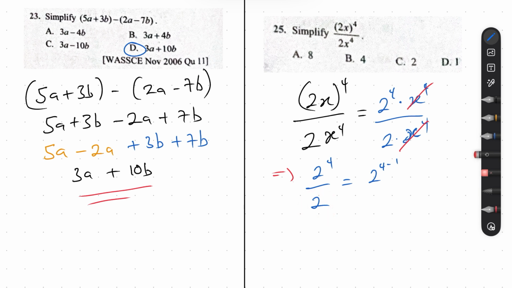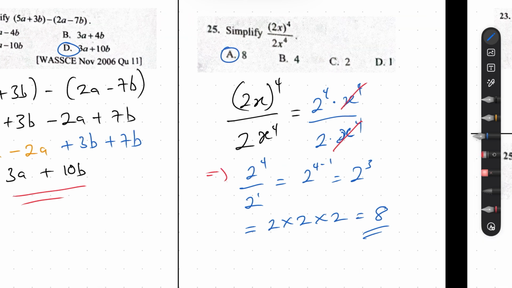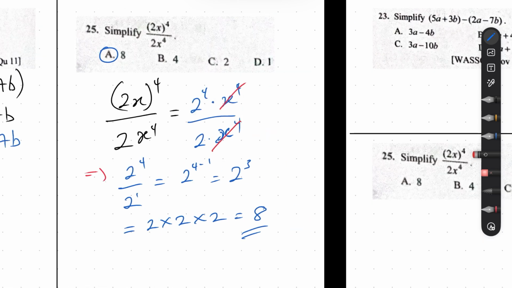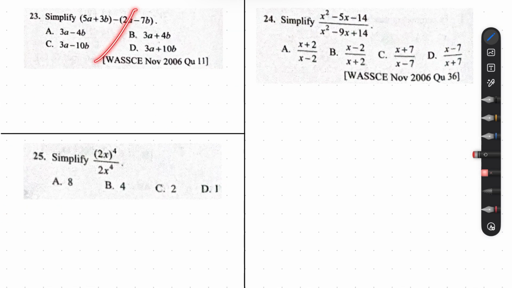So we subtract their exponents, which is 4 minus 1, and finally have 2 exponent 3. And now when we simplify 2 exponent 3 in the calculator, that is 2 times 2 times 2, which gives us 8. That is our answer, which is A. Now let's move on. We are done with question number 23 and 25. We are moving on to which number? Yes, you're right, 24. So we are not going to work with this. We've done this.